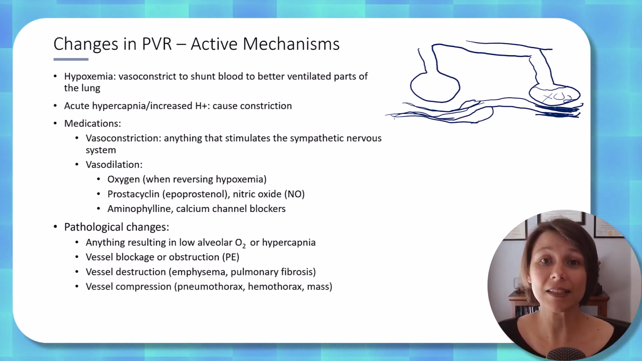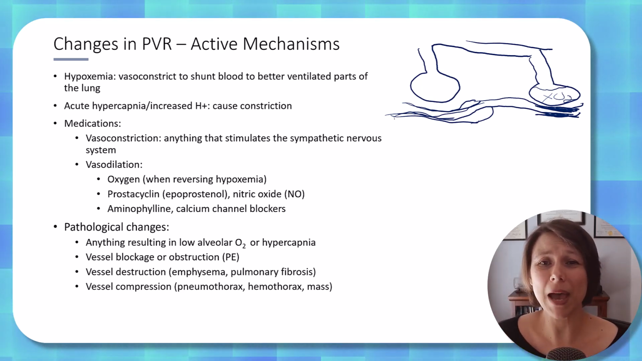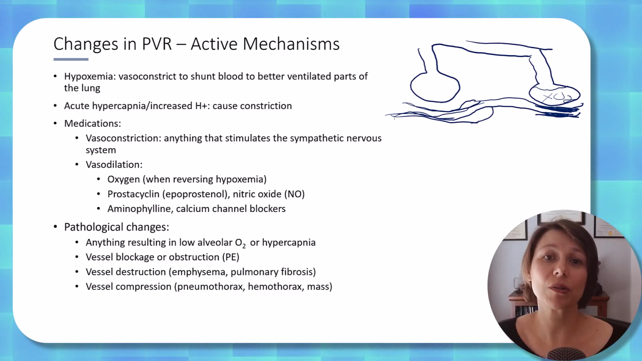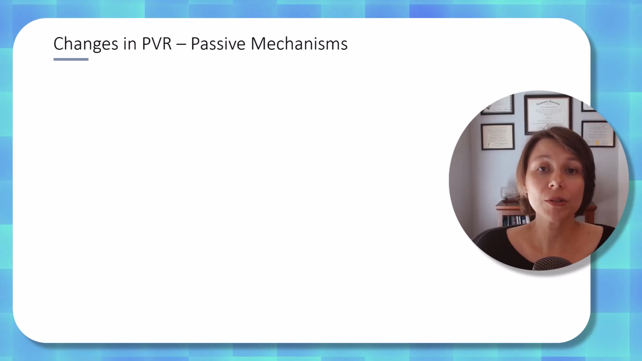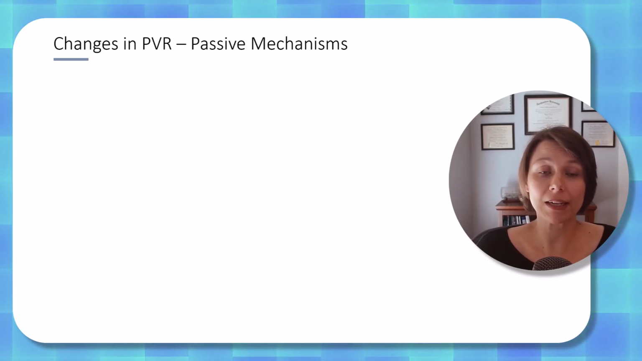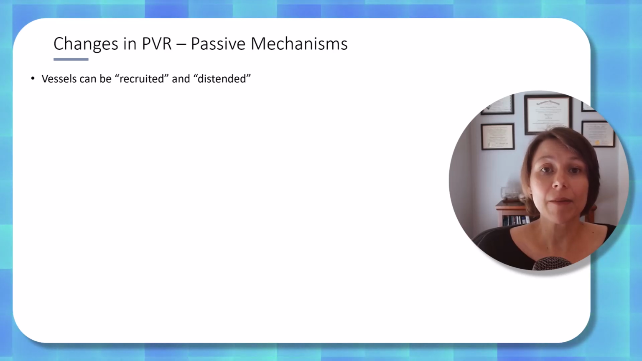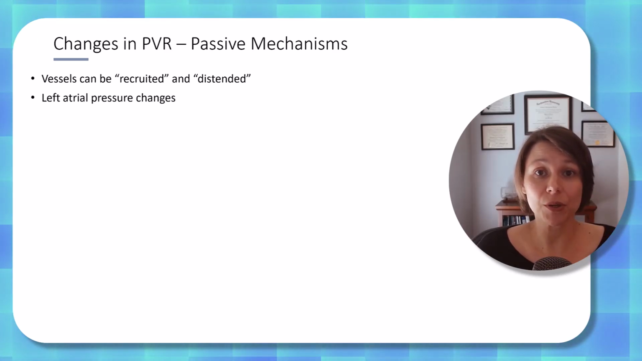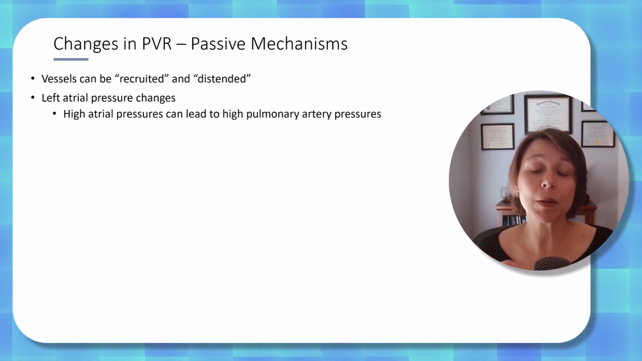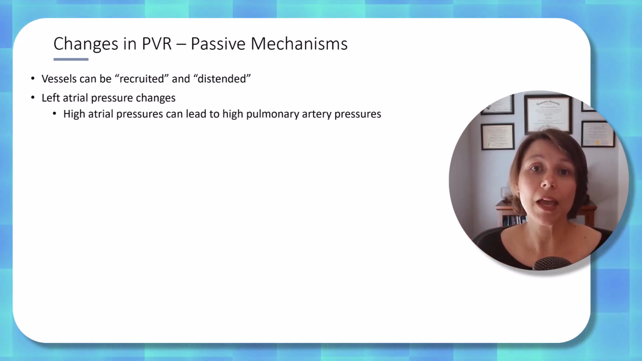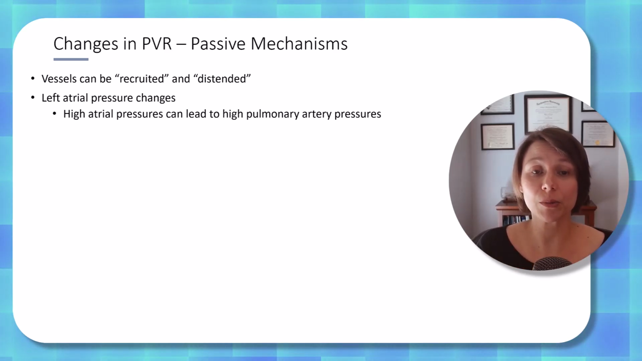And then the last thing is vessel compression. So if we have a pneumothorax or hemothorax or some type of mass that's pressing on those blood vessels, that will increase PVR. We can also get changes in PVR from passive mechanisms. Vessels in the lungs can be recruited and distended, and left atrial pressure is also going to affect PVR. If we have high atrial pressure, we have blood that's going to be backing up into the pulmonary system. And as that happens, we will get an increase in pulmonary artery pressure as well.